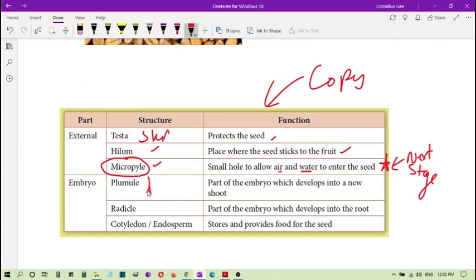The plumule, as teacher said, take note, is the embryo that grows into a new shoot, which means this will be the new leaves. And the radicle is the embryo that goes into the root. Okay, and cotyledon and endosperm, as I said, store food for the new seed, because when the new baby plant is growing, it cannot do photosynthesis since it still has no roots or leaves yet, so it has to depend on the food from the cotyledon and endosperm.